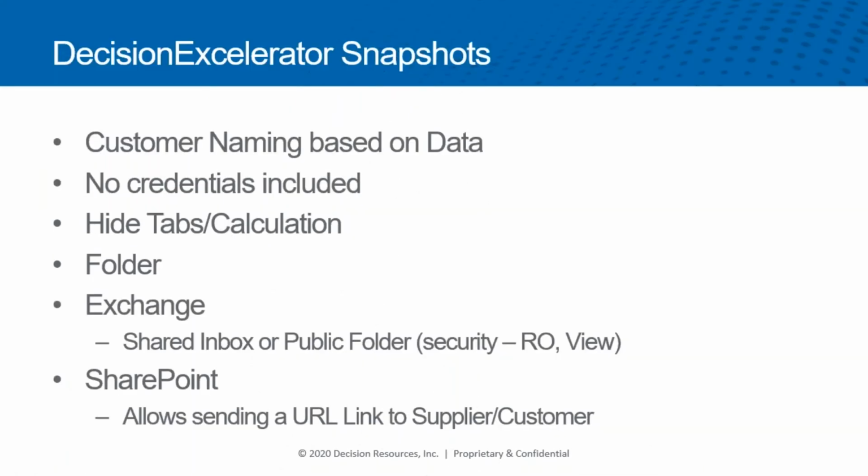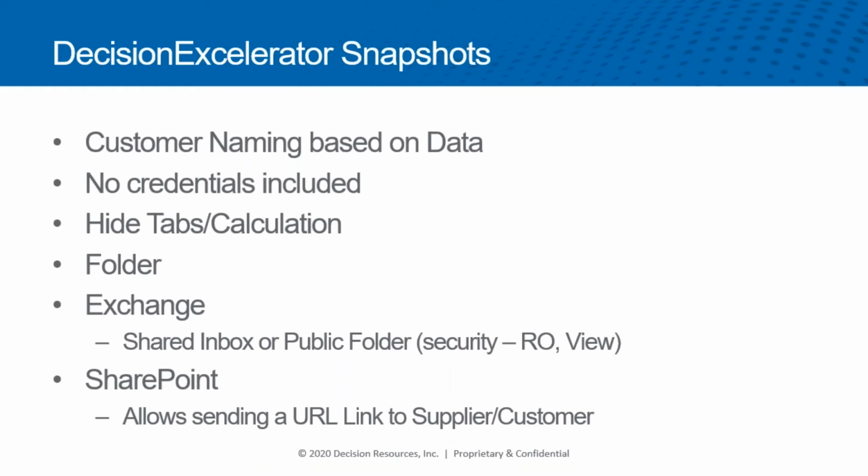Snapshots, you can do custom naming based upon data, just similar using the same tools I showed. The credentials are not included in snapshots, so when you run a normal DecisionExcelerator spreadsheet, it has the login information and credentials. Well, the outbound does not have that. You can hide things, and I mentioned earlier, you can write it to Exchange or to SharePoint.